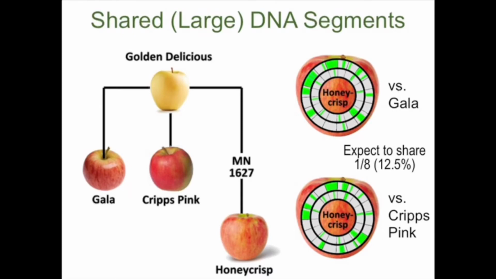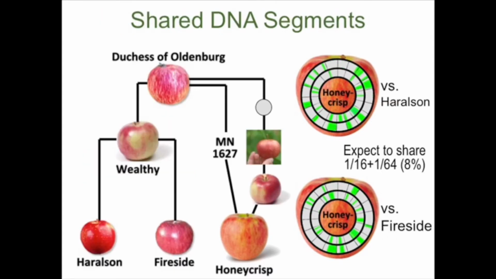So if we look at Honeycrisp versus some other cousins that it's got, some half cousins, Harrelson and Fireside through their shared grandparent, Duchess of Oldenburg. So it's half cousin, it's also cousins twice removed as well. So we take it up through this other lineage as well. Through Honeycrisp's other parent, Duchess of Oldenburg also turns up as an ancestor. So in this case, we'd expect that Honeycrisp would share 1/16 plus 1/64, so about 8% with both Harrelson and Fireside. And here's how it looks. That's what those sorts of proportions and the patterns look like for these sorts of relationships that we have here.